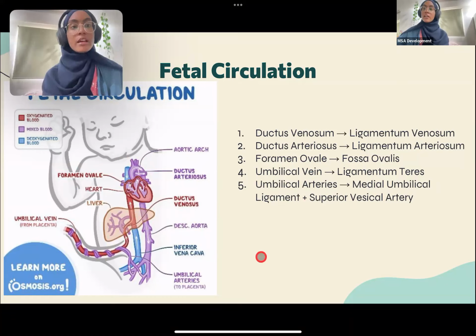fetal circulation. Done. The ductus venosus becomes the ligamentum venosum, and the ductus arteriosus, which usually used to connect the aorta and the pulmonary trunk, becomes the ligamentum arteriosum. The foramen ovale becomes the fossa ovalis. Umbilical vein becomes the ligamentum teres. The umbilical artery becomes the medial umbilical ligament and superior vesical artery. Okay.